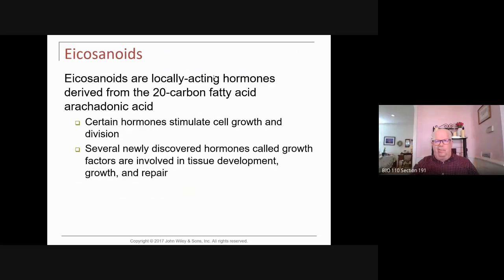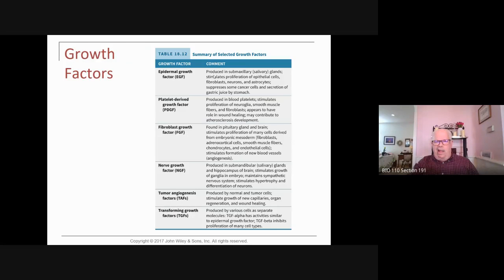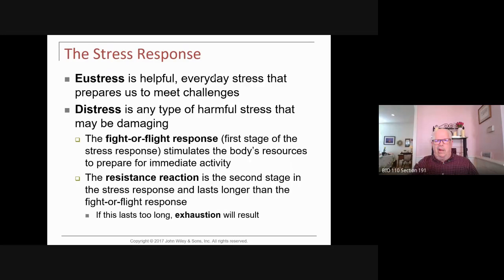Eicosanoids, I'm not going to talk about. They're so bizarre, you don't really have to know them. All right? It's not important. These are not important hormones. All right? But we need to talk about the stress response.